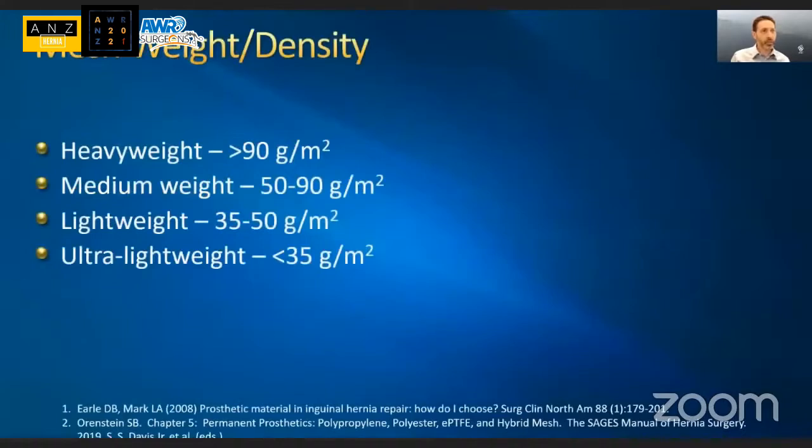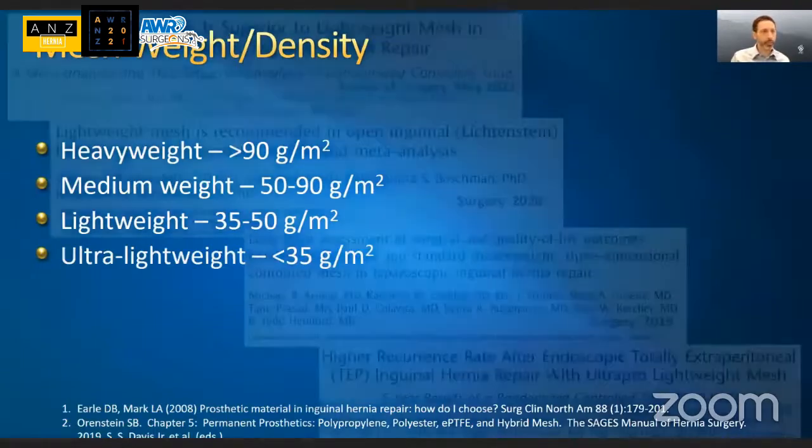Just to briefly review different numbers when we talk about mesh weight density, we use a lot of lightweight in the groin. Those are usually less than 50 grams per meter square, whereas the heavyweights are typically greater than 90 grams per meter square, with medium weights in between there.